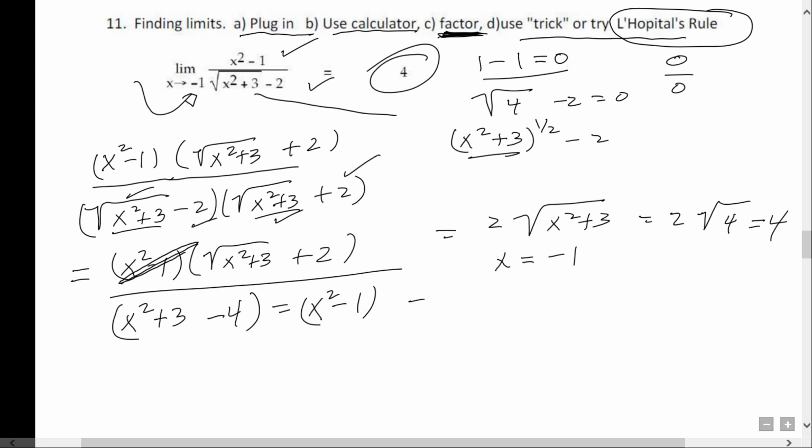Notice that that cancels with the numerator, and then all we have to do is plug in x equal to minus 1, and we get the square root of minus 1 squared plus 3 plus 2, which is 4.